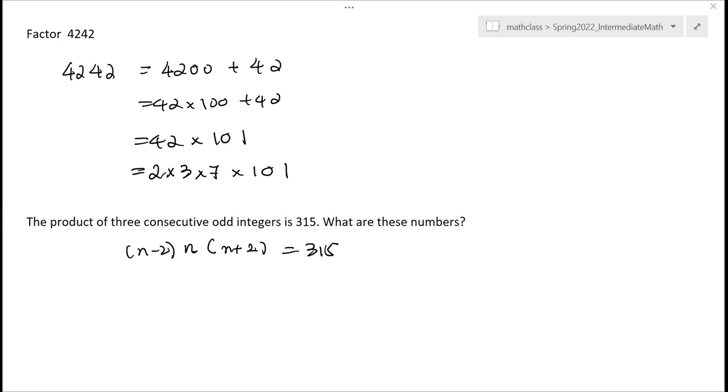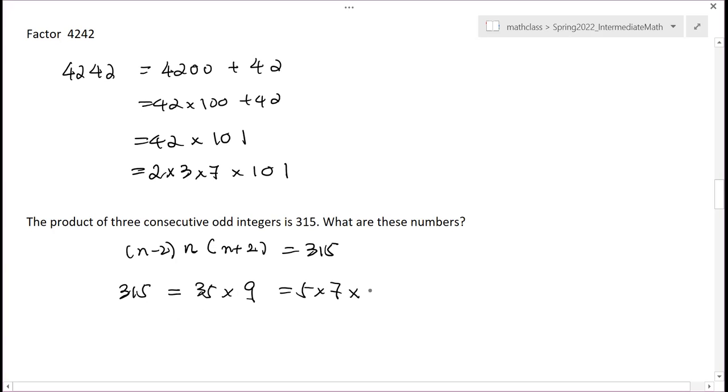We factor 315. You add all 3 digits together, you get 9, so it's divisible by 9. When you divide by 9, you get 35 times 9. Then 35 is 5 times 7. So you solve the problem right away. 3 plus 1 plus 5 is 9, so it's divisible by 9. That's why you divide by 9.